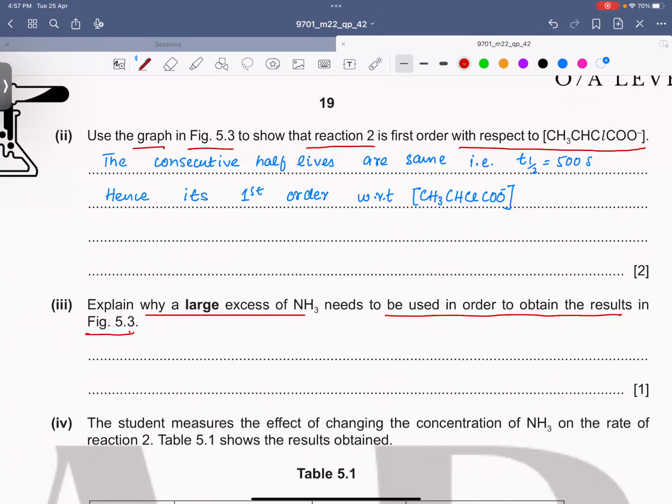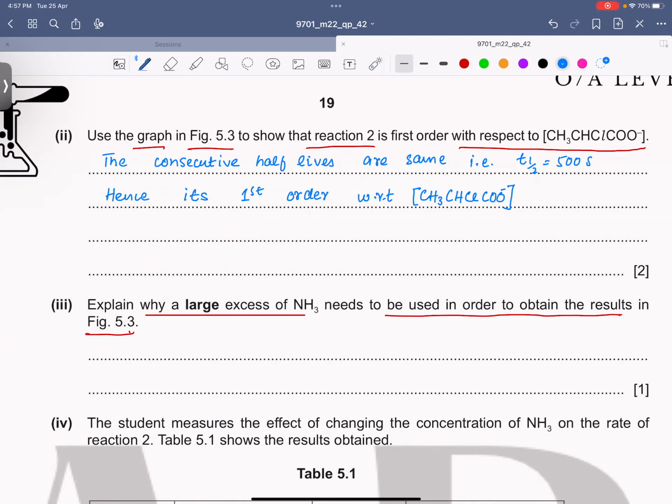Yeah, because when we use a very large excess of one reactant, it is obviously also reacting during the course of the reaction, but the decrease in its concentration is not significant. So we can say that it stays almost constant and does not affect the rate.